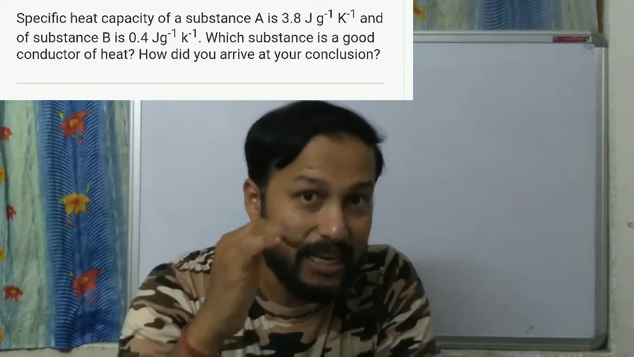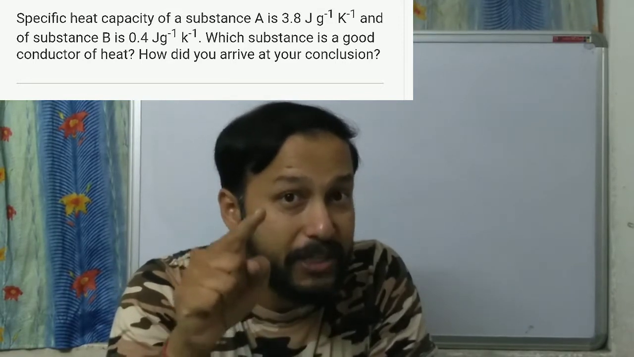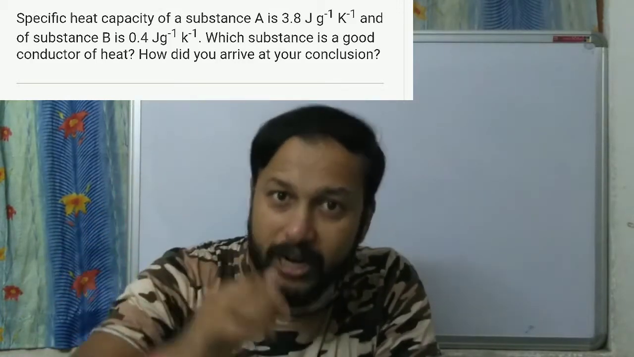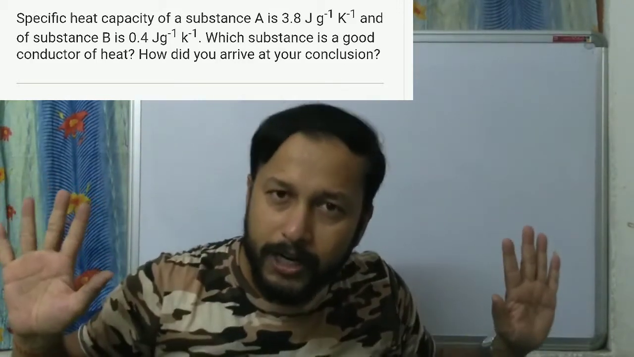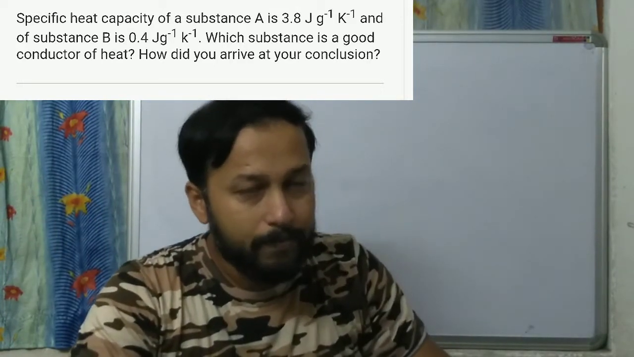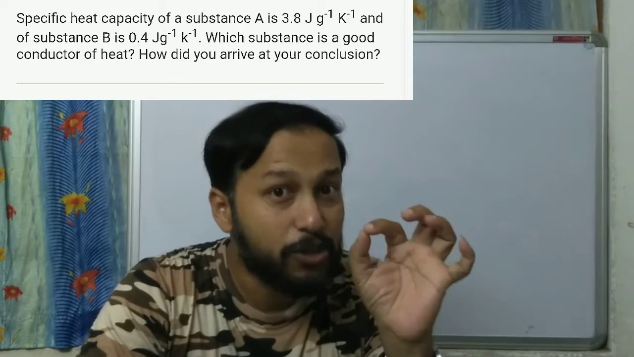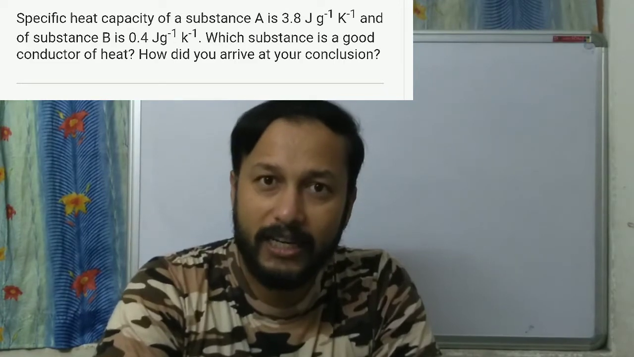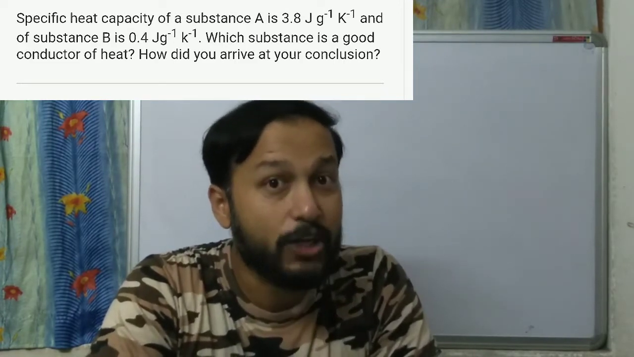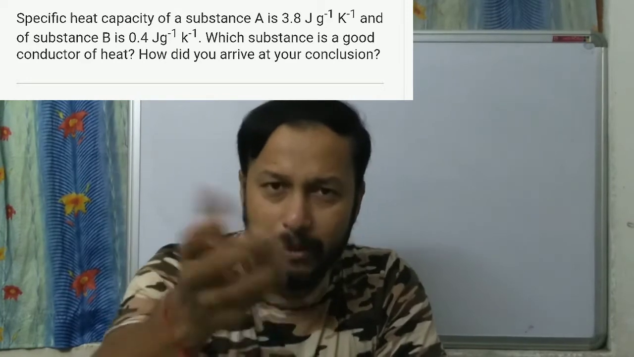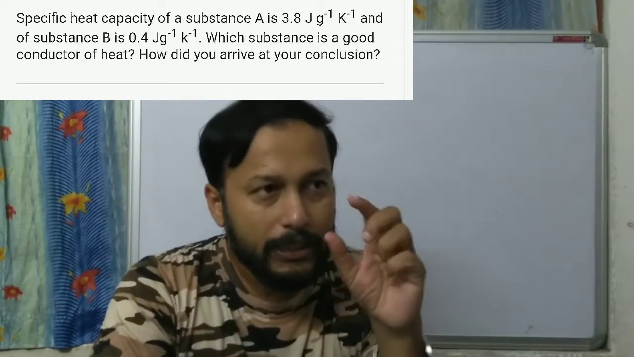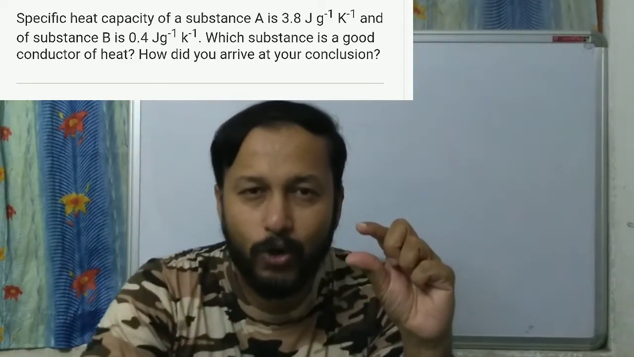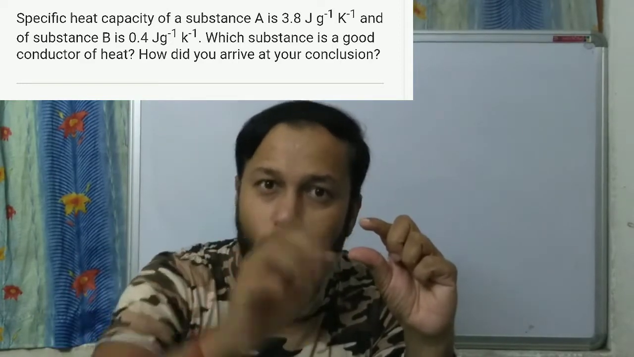Means जितना कम specific heat capacity है, उतना जल्दी वो गर्म होगा और उतना जल्दी वो ठंडा होगा. That is the simple rule. Understood? The substance with less specific heat will get heated faster. Not only that, that substance will get cool faster. Very simple rule, I told you. जितना कम specific heat capacity उतना वो जल्दी गर्म होगा और उतना जल्दी ठंडा भी होगा.